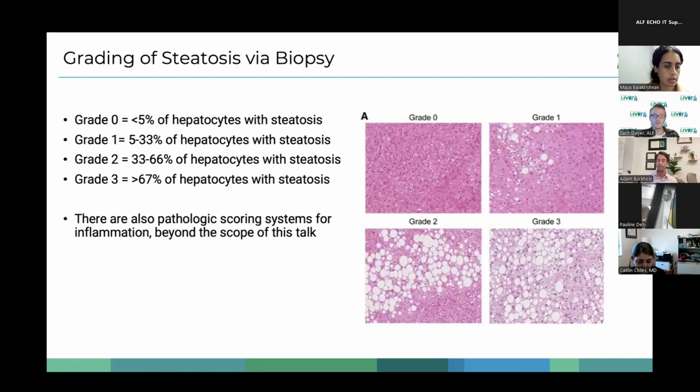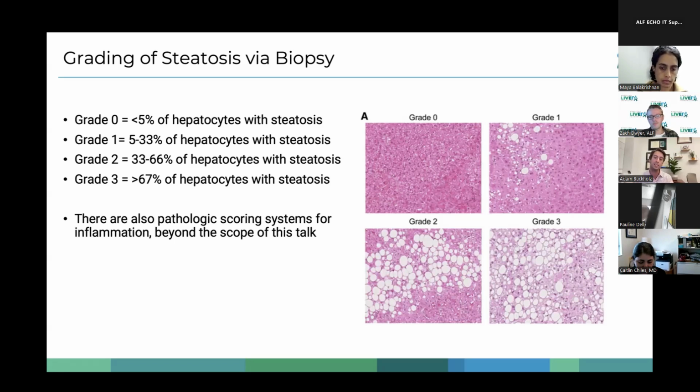So how do we decide what is the stage of disease in people? And this disease can be a little bit tricky because it's a clinical disease that has a pathologic diagnostic criteria. And we're not going to get too deep into the pathology of this condition, but on a biopsy, which is the gold standard for diagnosing MASLD, you'll see things graded in terms of steatosis and staged in terms of fibrosis.